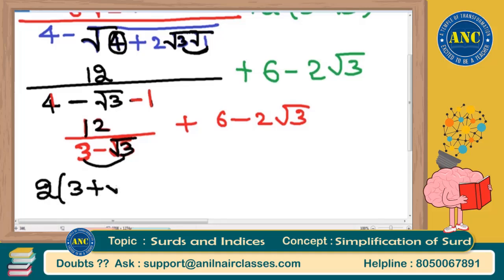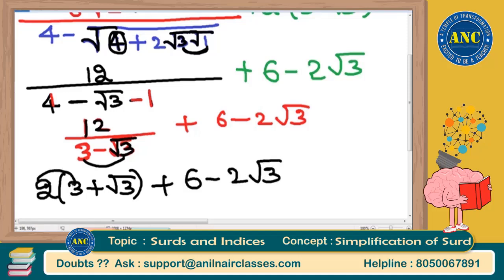And the numerator is the rationalized term 3 plus root 3. And this term I will keep writing as it is. So 3 plus 2 into 3 is 6. 6 plus 6 is 12. 2 into root 3 is 2 root 3, minus 2 root 3 will cancel. Answer is 12.